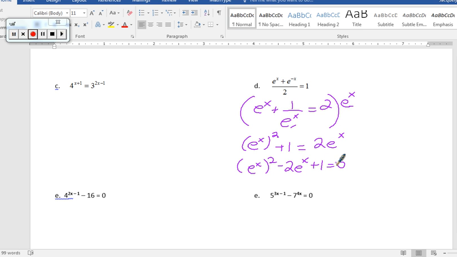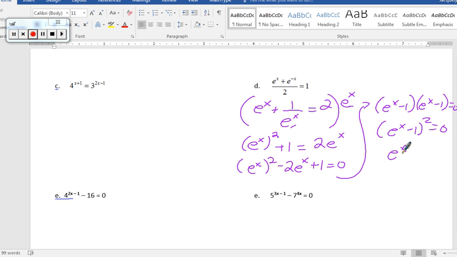That's going to equal 0. This guy is factorable, and he's going to factor into e to the x minus 1, e to the x minus 1 equals 0. It's really e to the x minus 1 squared equals 0. So we find that e to the x is equal to 1. Take the natural log on both sides to cancel out, and we find that x is equal to 0.